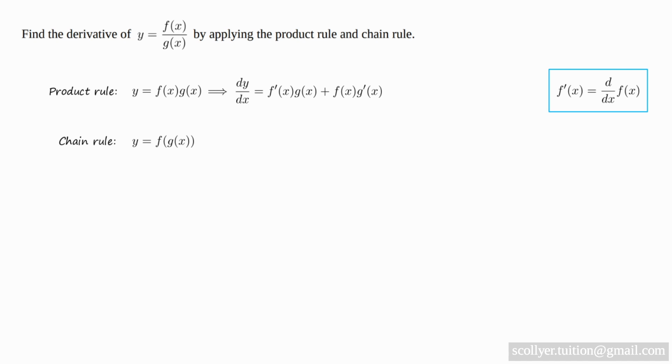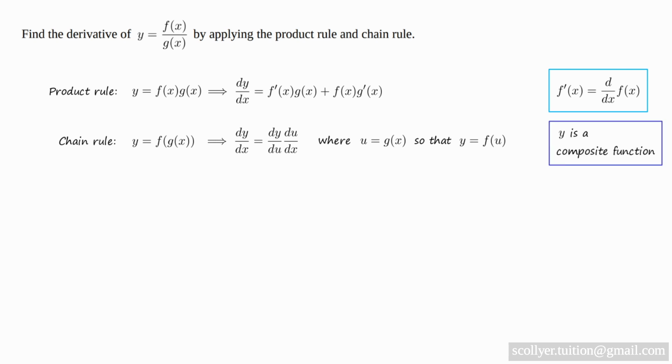The chain rule says that if y equals f of g of x, then dy by dx equals dy by du times du by dx, where u equals g of x, so that y equals f of u. And in this case, y is called a composite function.